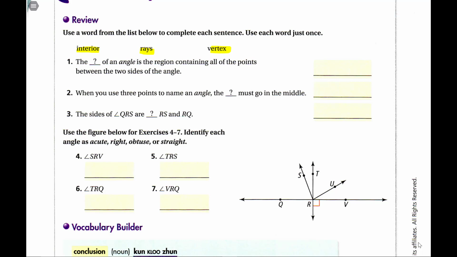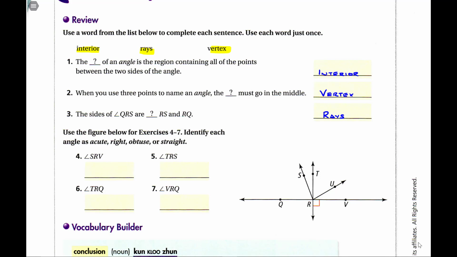Number 1, it says the blank of an angle is the region containing all the points between the two sides of the angle. That is going to be the interior of an angle. So everything in between the two rays that create the angle, that is considered to be the interior. When you use 3 points to name an angle, the vertex must go in the middle, and I know I stressed that quite often on Friday. Number 3, the sides of angle QRS are blank RS and blank RQ, and that's going to be the rays. Remember, the angles are composed of two rays to create the interior of each angle.